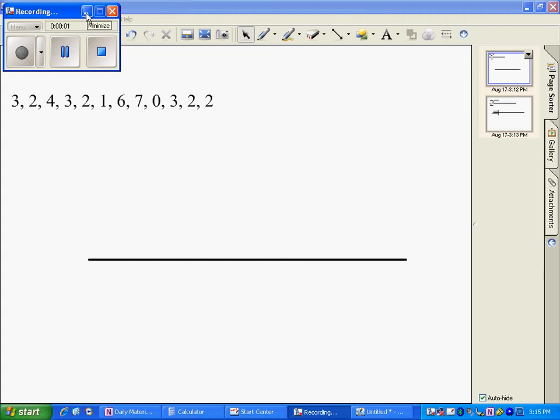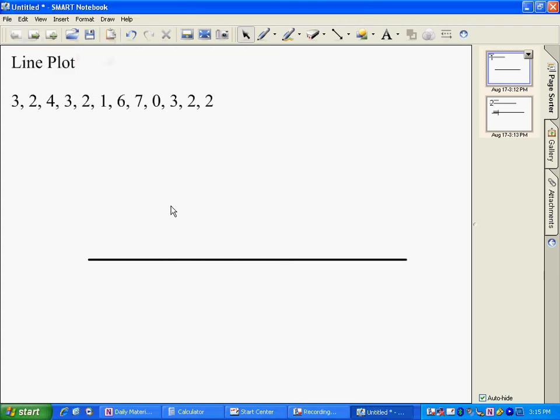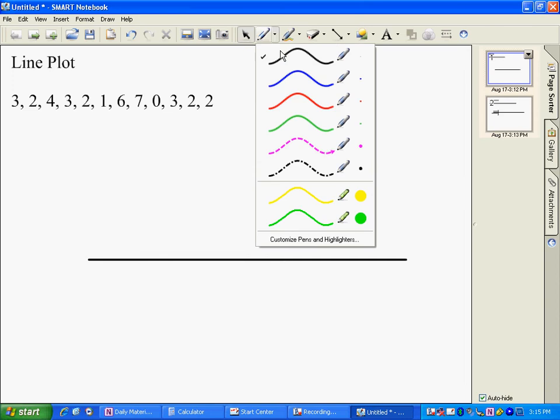All right, now I'm going to show you how to organize data into a line plot and into a frequency table. First, with a line plot, remember that a line plot is shown on a number line and it uses x's to show frequency. And frequency is just a fancy word for the number of times that something happens.